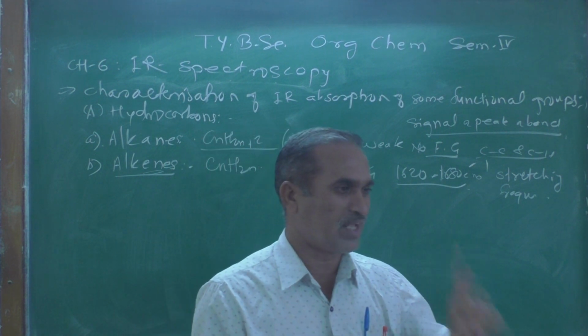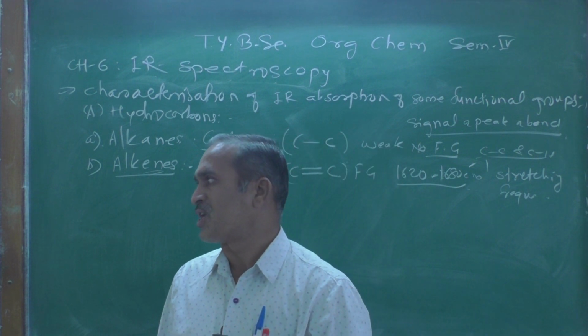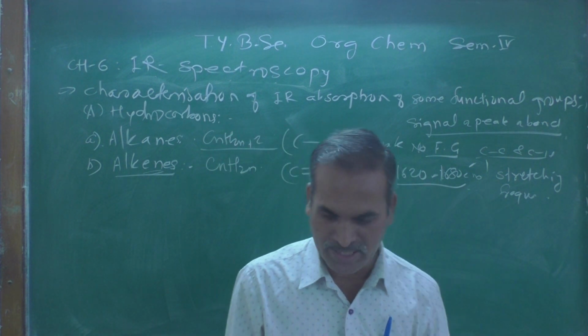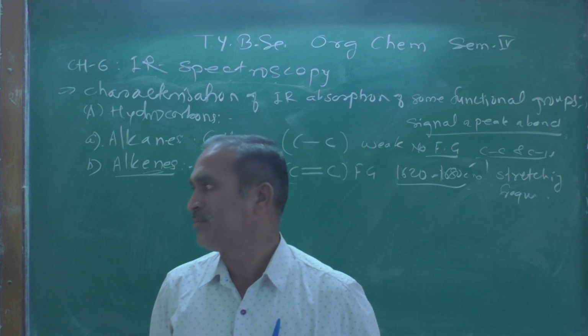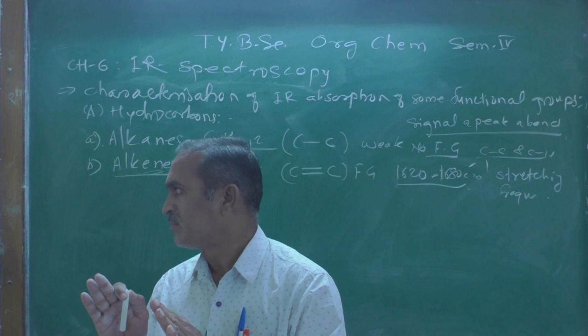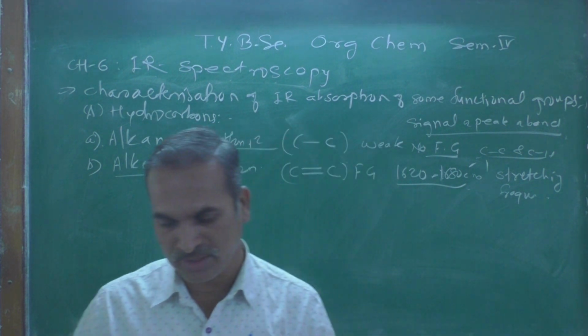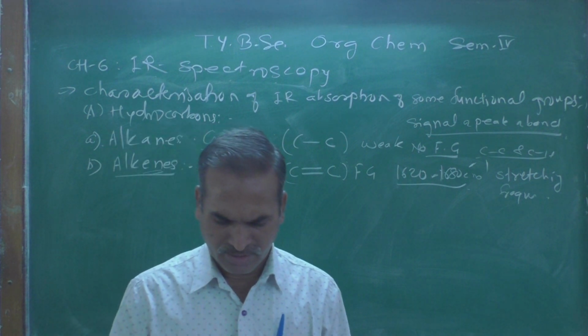The appearance of an absorption peak at 1620 to 1680 per centimeter indicates or suggests the presence of the carbon-carbon stretching frequency of alkenes. So this is clear-cut information about alkenes that we can draw from this.